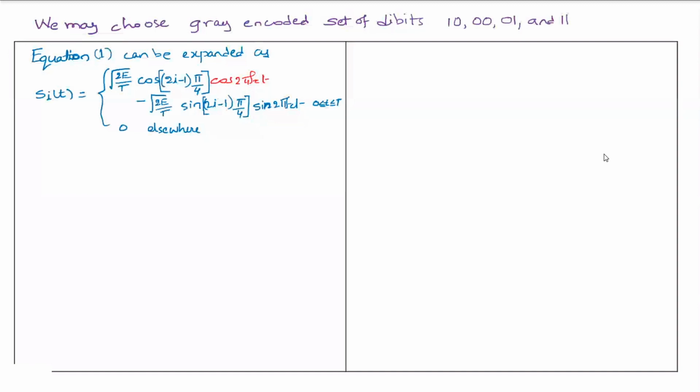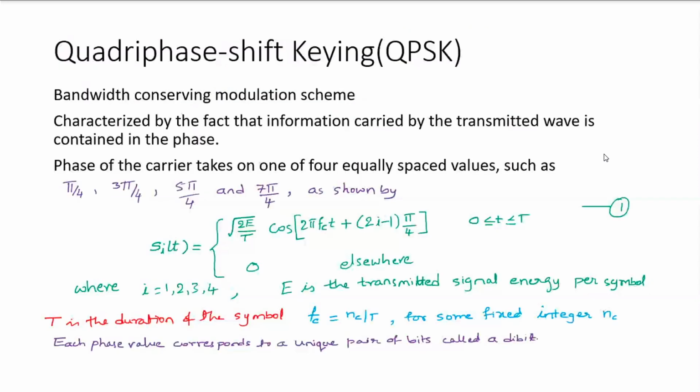sir, how did we get the expression in the last slide? The root 2e by t 1. Root 2 e by t. Sir, how did we get this SI of t expression?